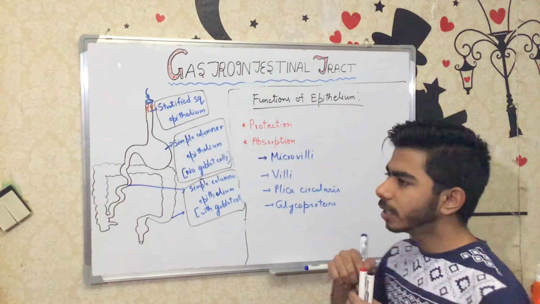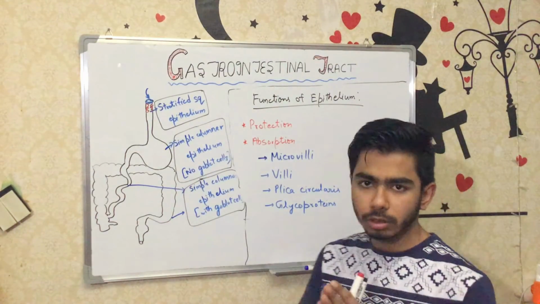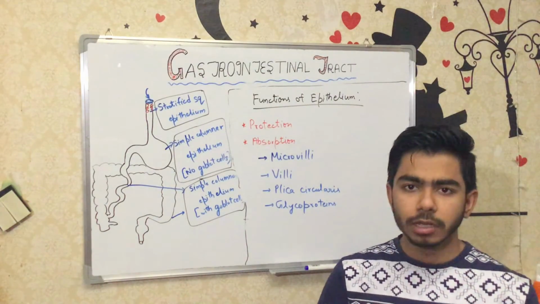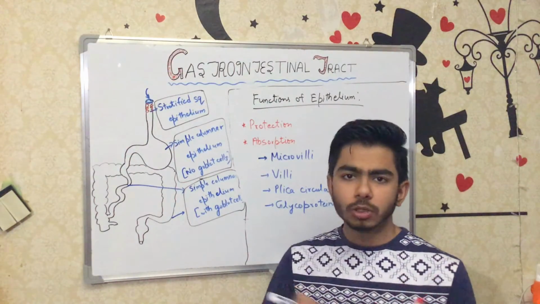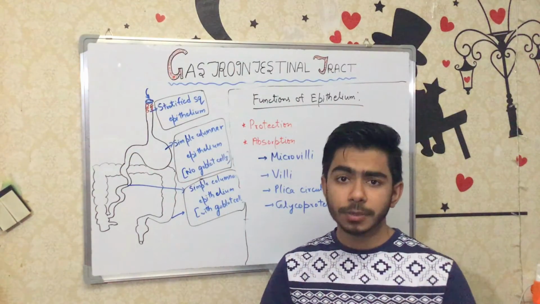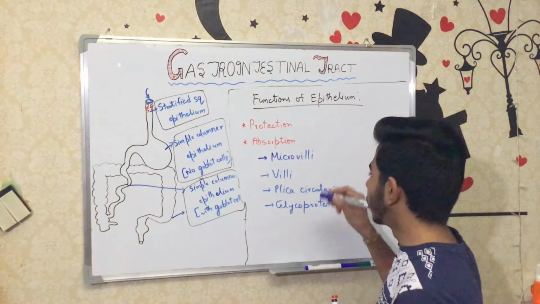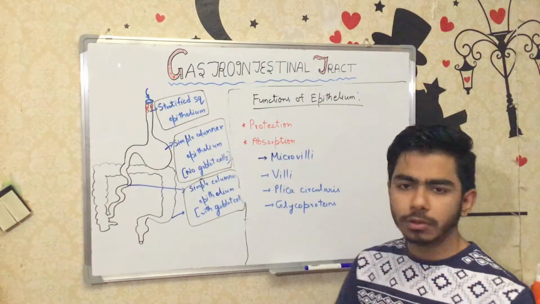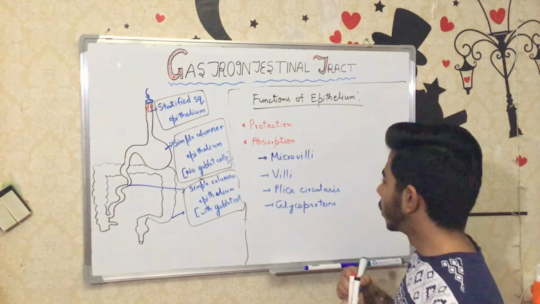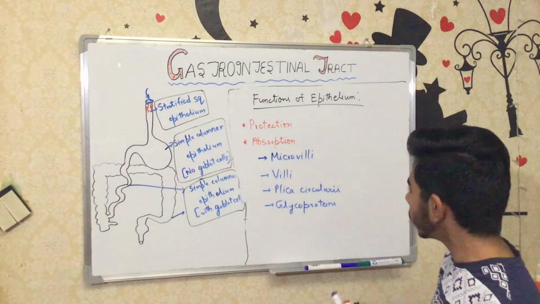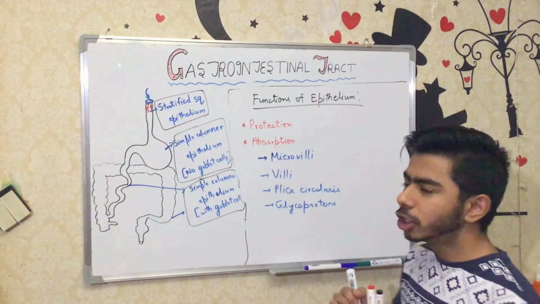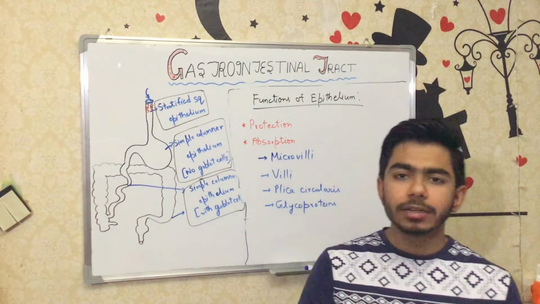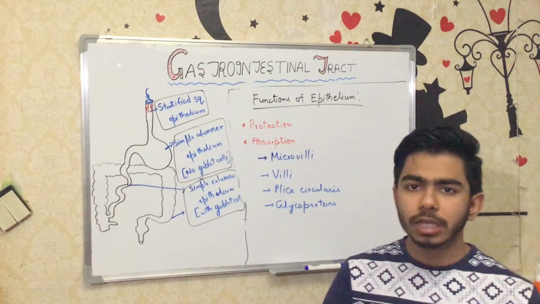These four major components help the epithelium perform its absorption function. First, the microvilli are present all over the epithelium, on the apical surface, and they increase the surface area, helping in the absorption of various kinds of nutrients, water, and carbohydrates from the gut. Villi are mainly present in the small intestine, in the duodenum, jejunum and ileum, and they also increase the surface area. Plica circularis are submucosal folds in the lumen of the small intestine, where they increase the surface area and help in the absorption of food.